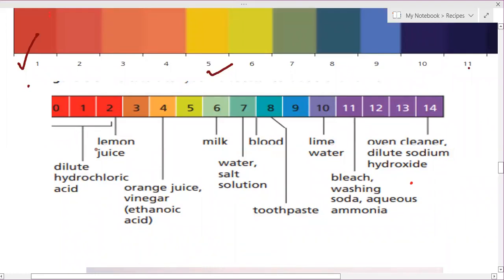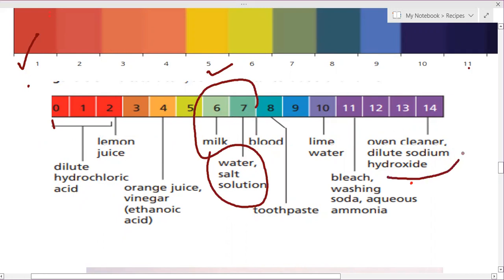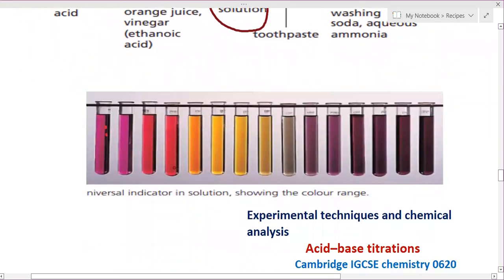If we test lemon juice or dilute hydrochloric acid, we will get dark red color. For orange juice, it will be orangish color because it is slightly acidic. For milk, water, salt, we can get greenish or bluish color, right? Similarly, for oven cleaner or dilute sodium hydroxide, we can get blue color because these are basic solutions. Universal indicator may also be in the form of solution and it will also show color change.